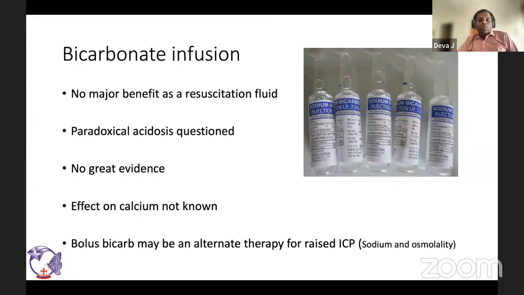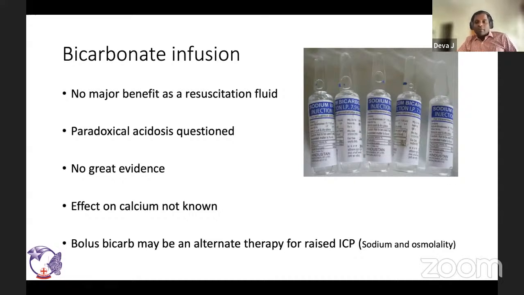There's absolutely no benefit as a resuscitation fluid. It can cause paradoxical acidosis. You can look it up, what paradoxical acidosis is. It's a theoretical concept. It has been questioned. We don't know whether the paradoxical intracranial acidosis exists. There's no great evidence that bicarbonate helps in trauma resuscitation.